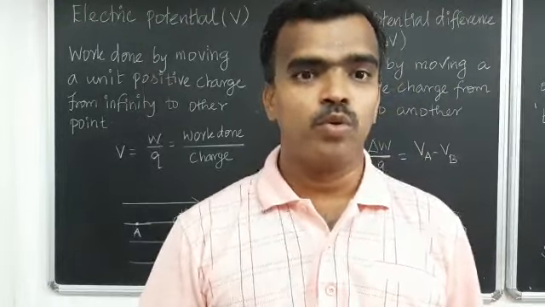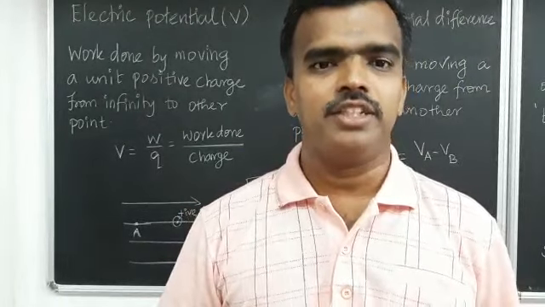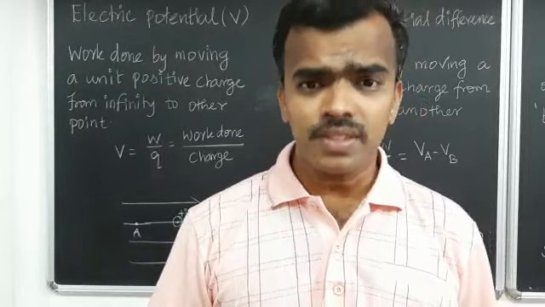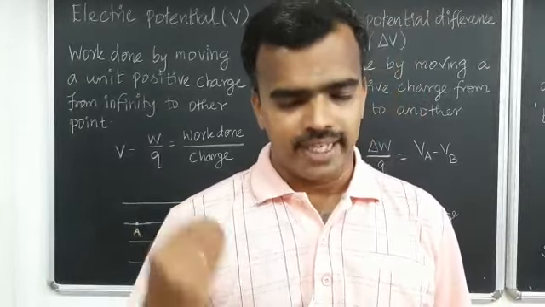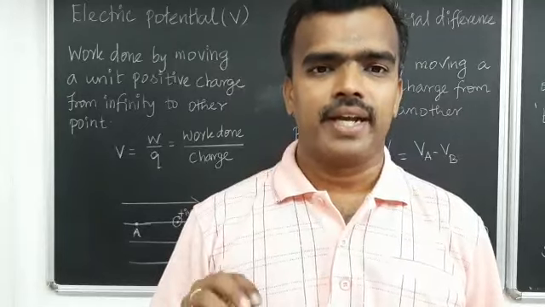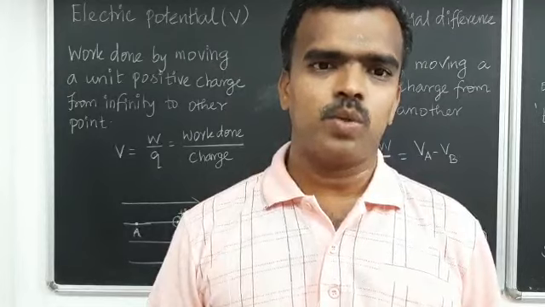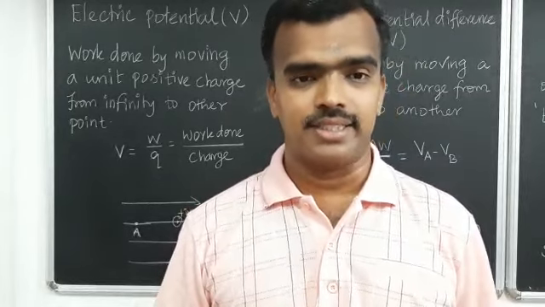How can we measure this potential difference? We can use a voltmeter to measure the potential difference. How should this voltmeter be connected, in parallel or in series? The voltmeter should be connected in parallel. Why? Because the voltmeter has high resistance.